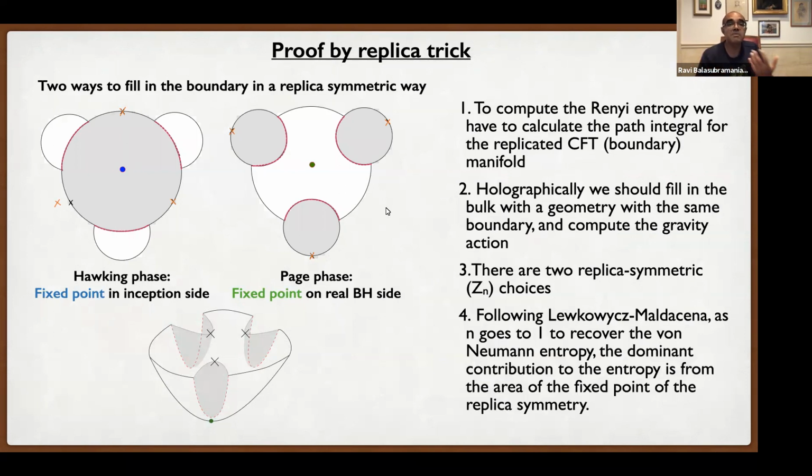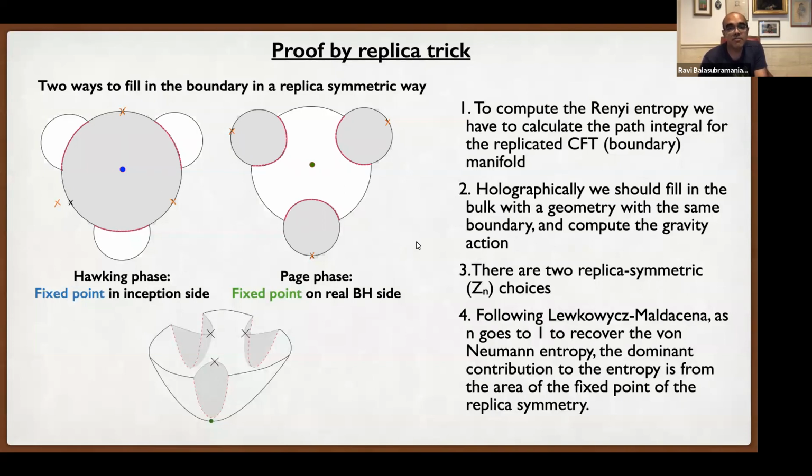And then what happens is that if you do the gravitational path integral, and you can think about this as a kind of Euclidean wormhole if you like, these 2 things exchange dominance: this when k is small, this when k is big. And then following Lewkowycz and Maldacena, as n goes to 1, we recover the von Neumann entropy from the area of the fixed point of the replica symmetry. So by the replica trick, the prescription that we're trying to suggest seems to hold.